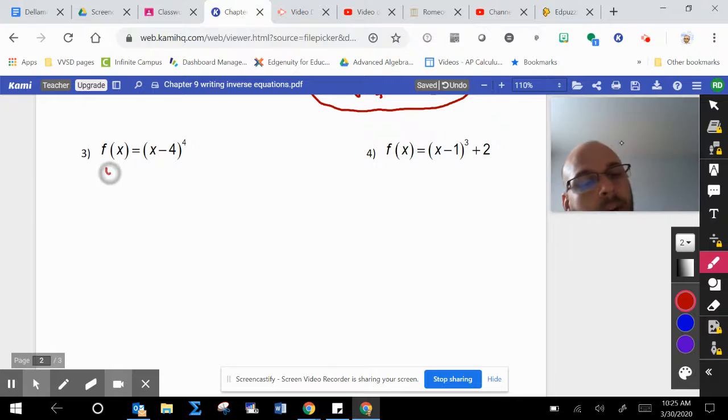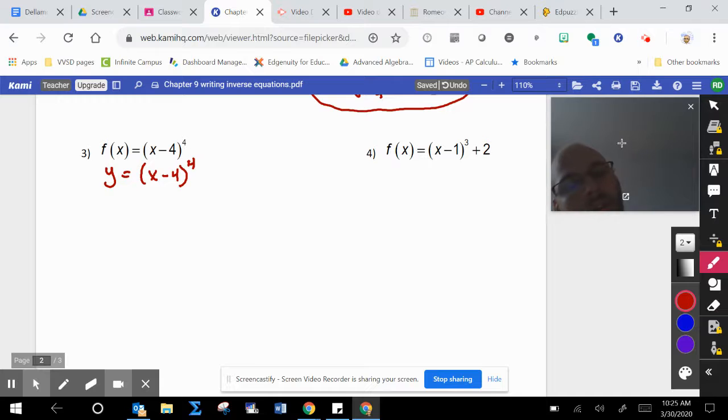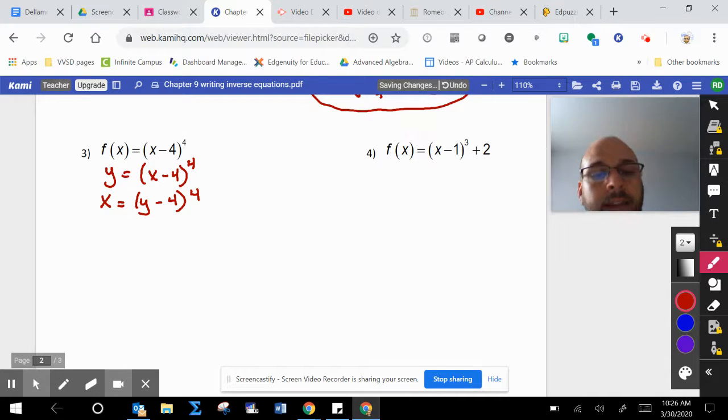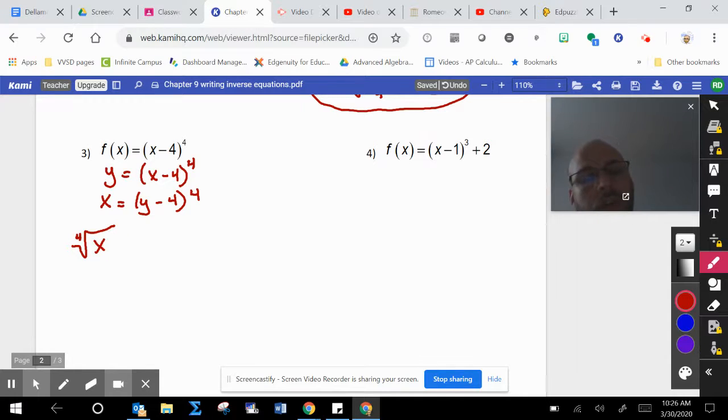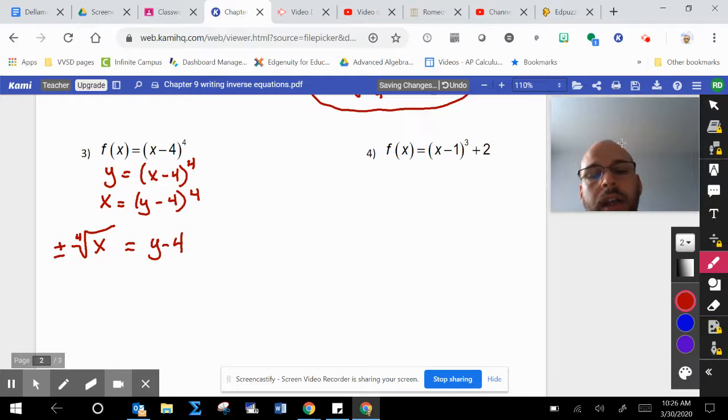Okay, so number 3, I have y equals x minus 4 to the 4th. I'm going to transpose my x and y coordinates. Now, I can't add the 4. It's stuck in the parentheses. Those parentheses require me to do things in a different order here. So I do want to get rid of this exponent. So I'm going to use the 4th root. So I have the 4th root of x. Now, because it is an even root, I have to put a plus or minus, equals y minus 4. So I just took the 4th root of both sides, and that would end up canceling the exponent on the right-hand side of my equation.